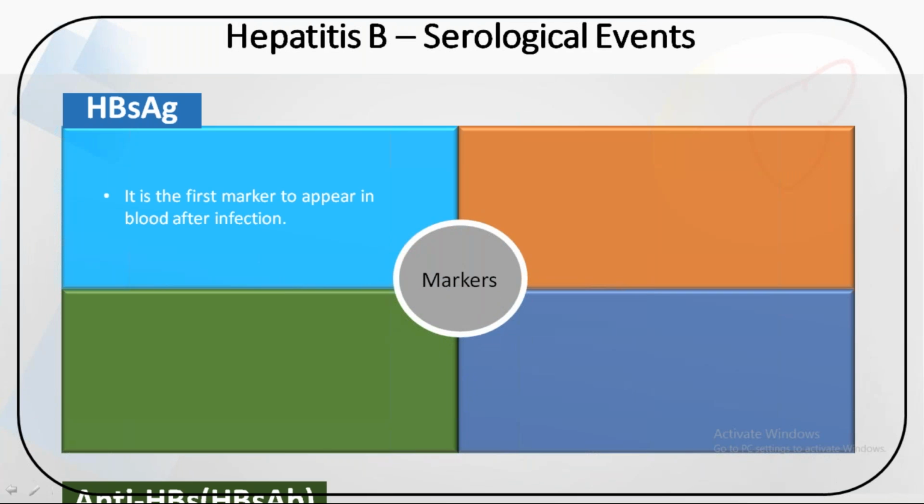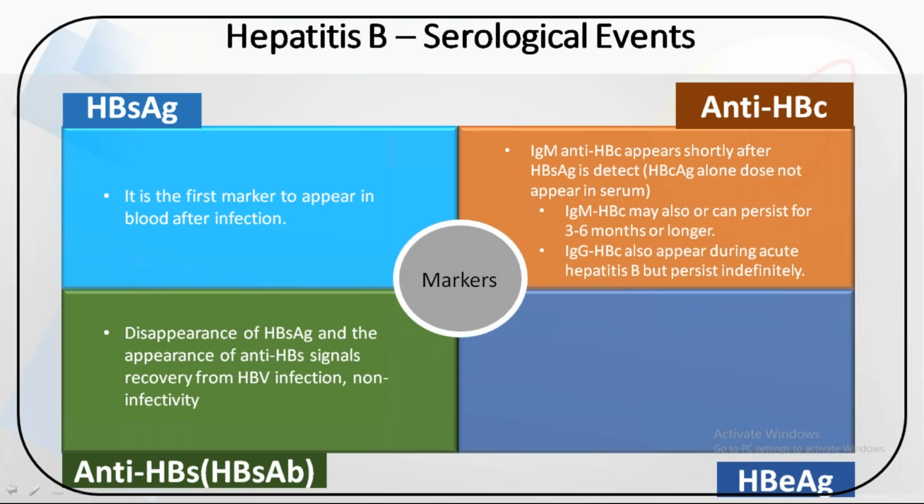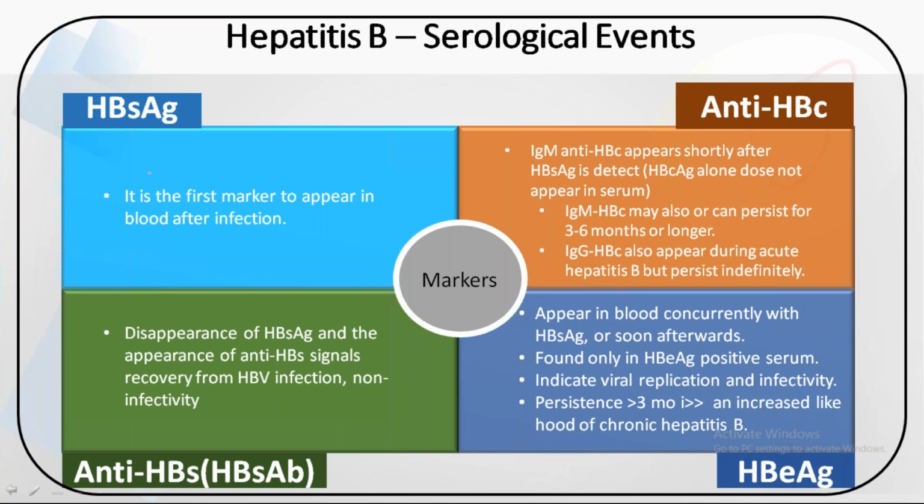So this is again a clear explanation. HBs surface antigen positive is the first marker to appear in the blood after the infection. Then anti-HBs, antibodies to this particular HBs antigen. Disappearance of the HBs antigen and appearance of anti-HBs signals recovery from the hepatitis B infection and non-infectivity. So this is the understanding of this.